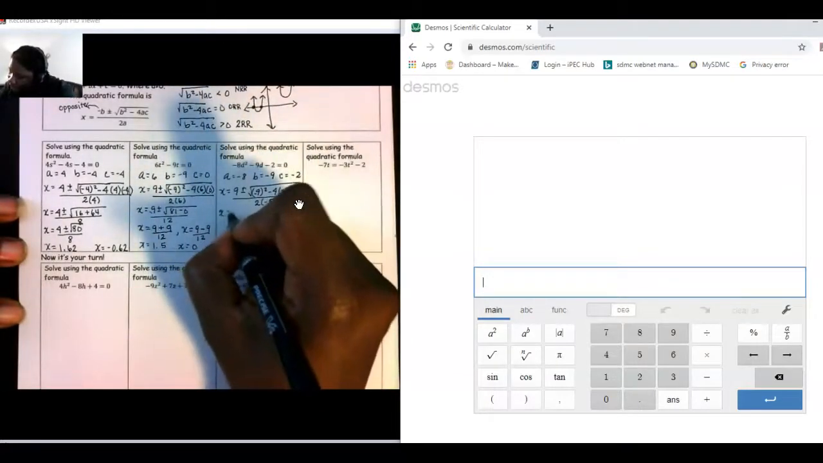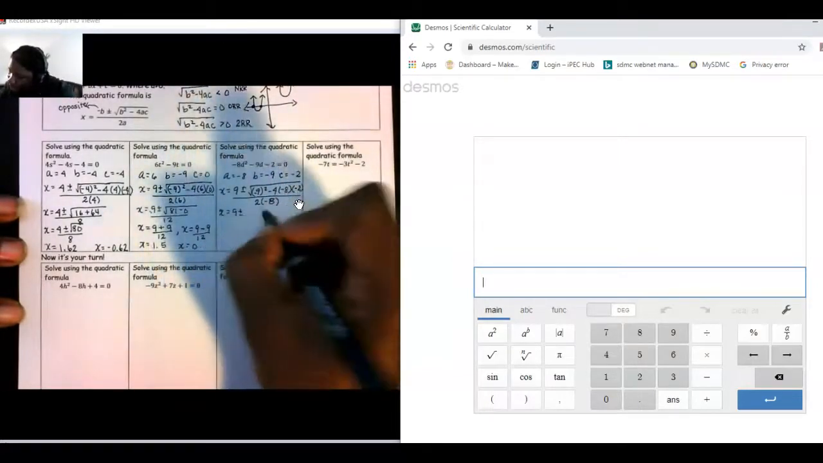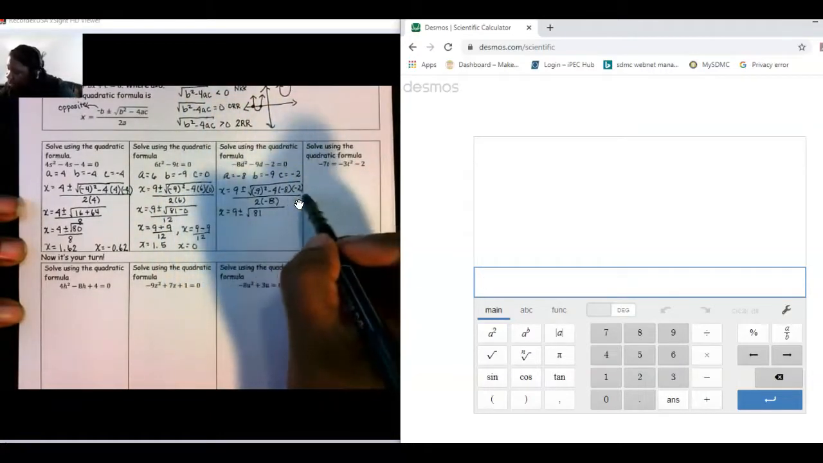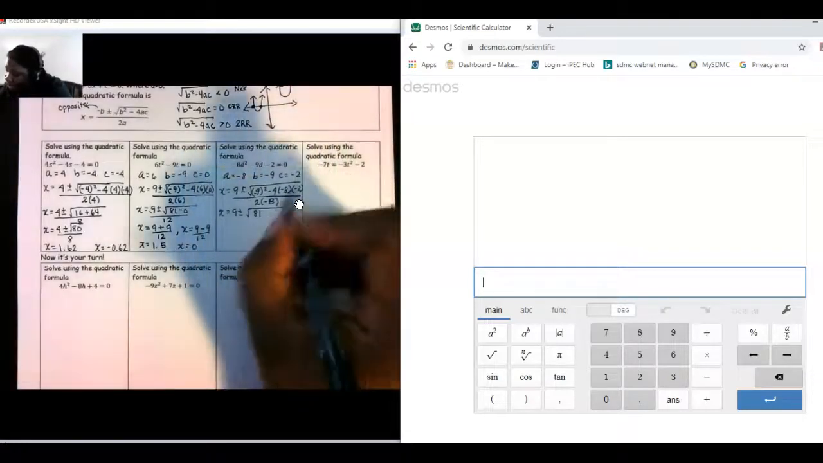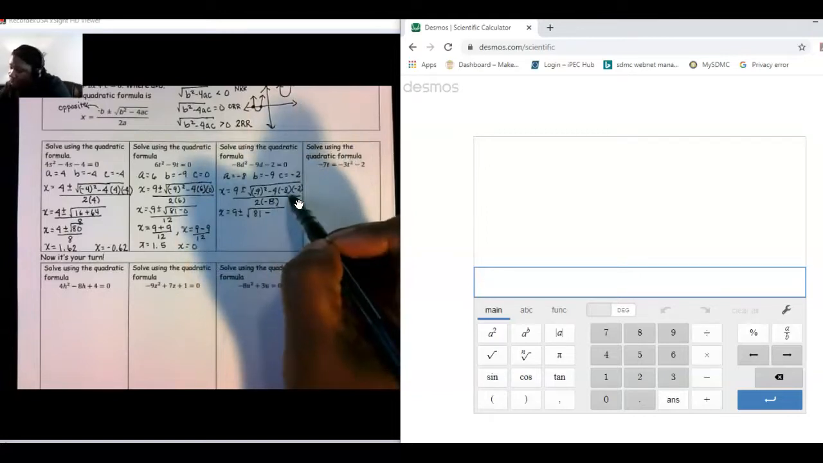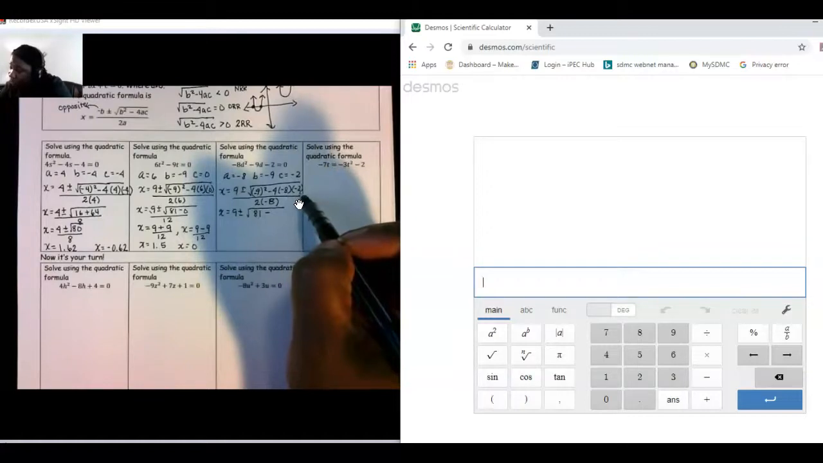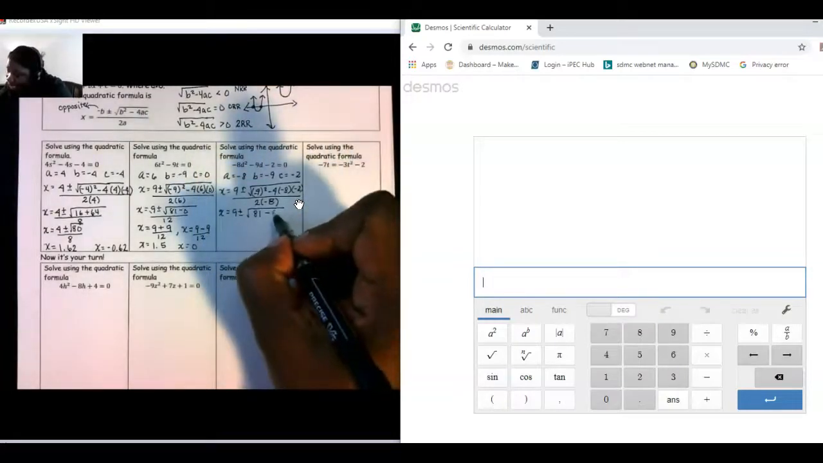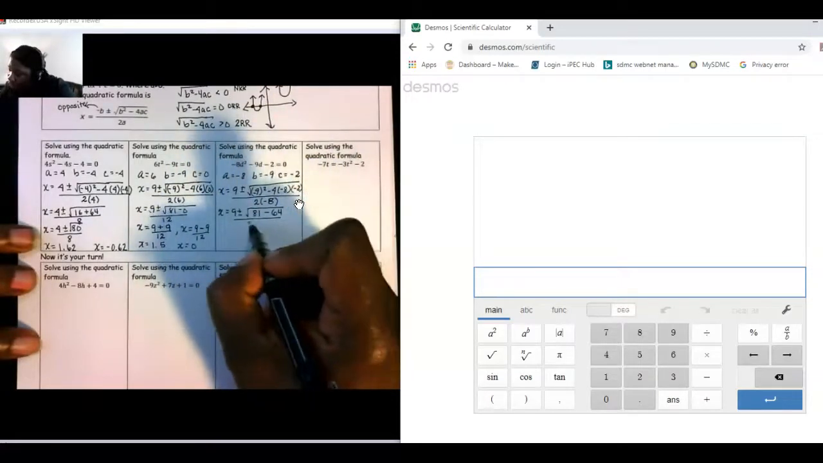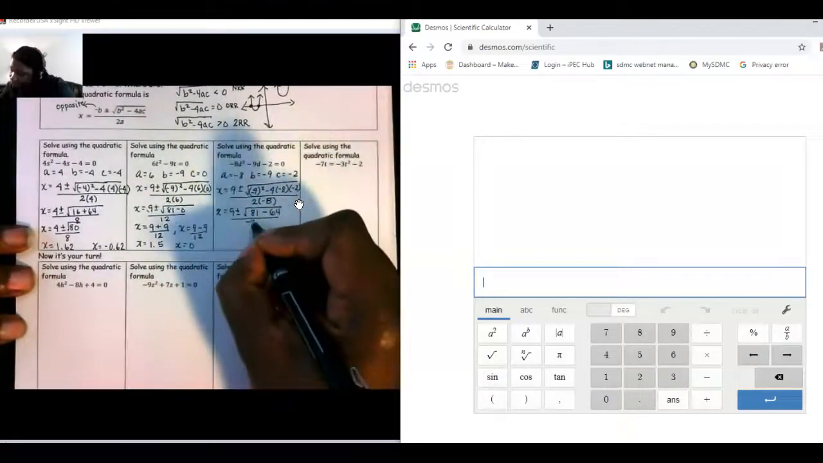So I've got x is equal to 9 plus or minus 81. Now notice how all of these are negatives. That means that whatever this result is, I'm going to have to subtract. Because negative 4 times negative 8 is positive 32. Positive 32 times negative 2, that's what I was trying to say, is negative 64. So we're going to have to subtract 64 all over negative 16.